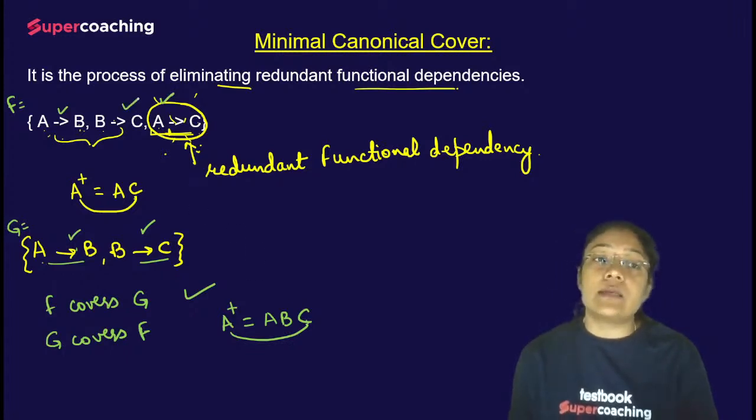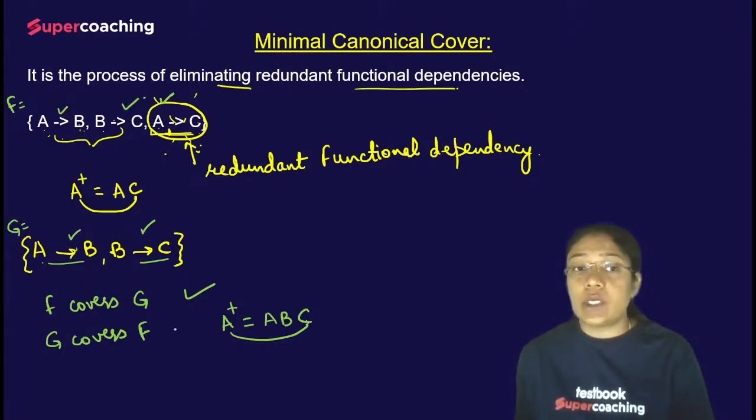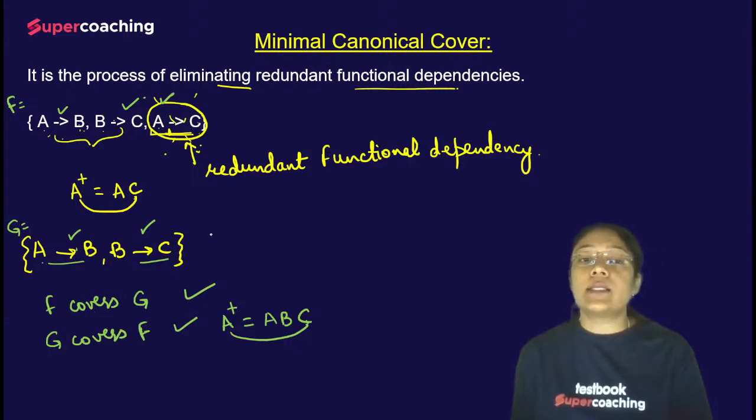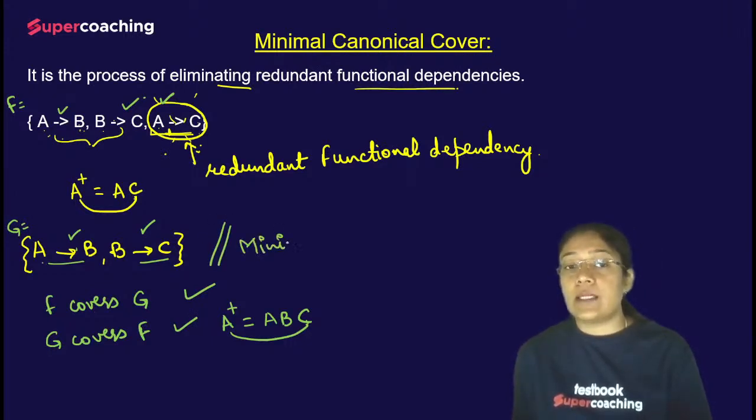So this dependency is also preserved. So F covers G and G covers F. So we can say that this is the minimal canonical cover for the given dependency.